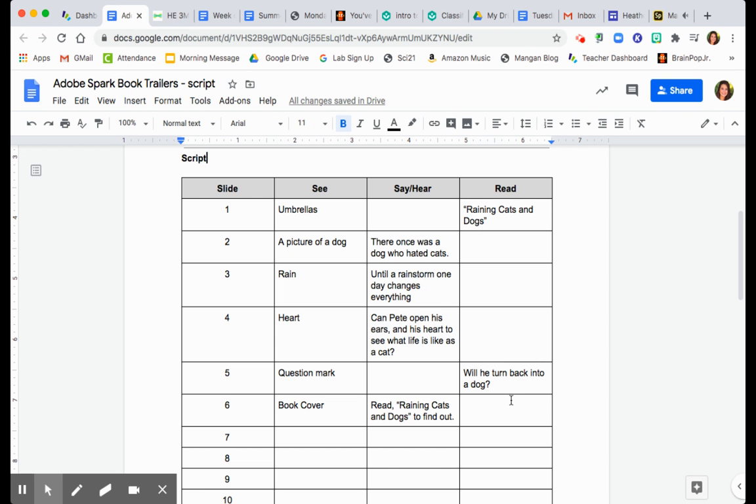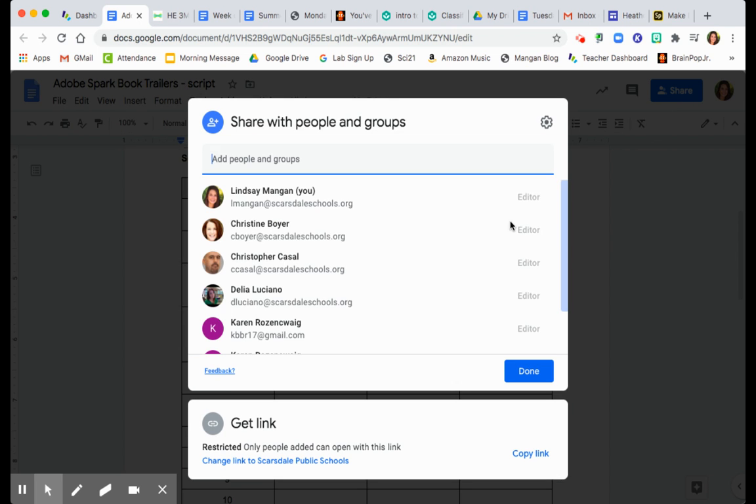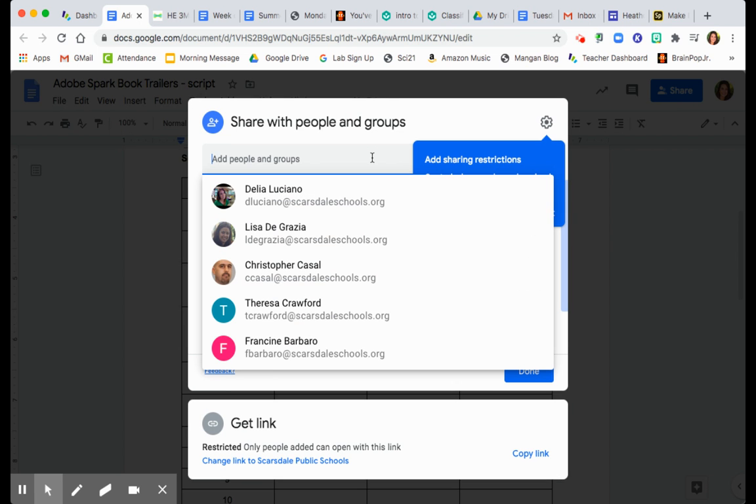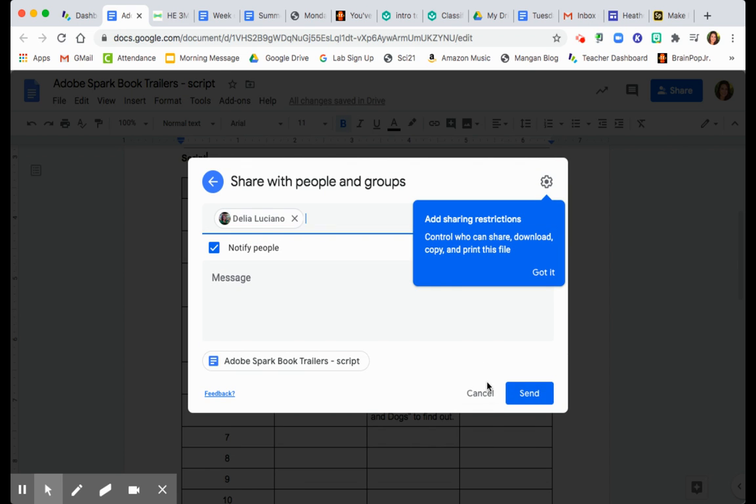So, third graders, today is all about script writing. Do a great job thinking through each of your slides. How are you going to portray your amazing fantasy story? And once you're ready with your script, this is the important part. Hit that share button up there and share your script with your teacher. So, just type in your teacher's name and send it along to us, and we'll give you the A OK to get going. But today is all about script. Good luck, guys.